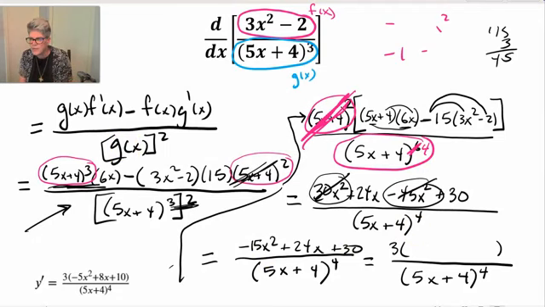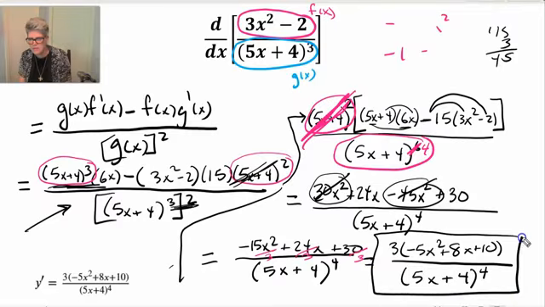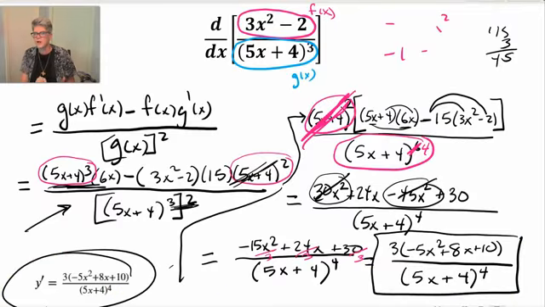Okay, so what's left inside those parentheses? Well, ask yourself, if you divide each term by 3, what would you be left with? And negative 15x squared divided by 3 is minus 5x squared. 24x divided by 3 is 8x. And 30 divided by 3 is 10. Okay, so after all of that, that's our answer there, which is matching that.